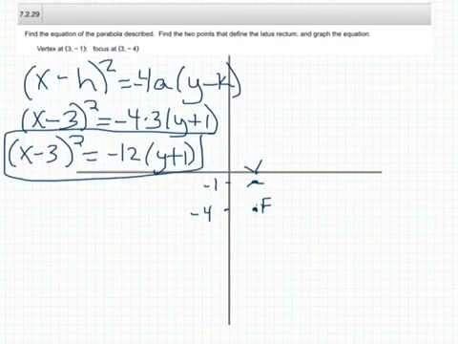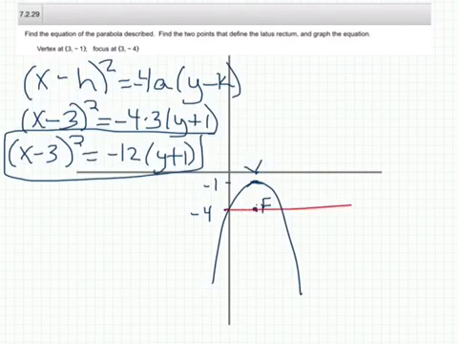Okay, the next thing to do is figure out the 2 points that define the latus rectum. So remember, if the parabola opens down, the latus rectum is going to be a line that's perpendicular to the axis of symmetry and goes through the focus. So the latus rectum will look something like that. And we need to find the 2 points on the parabola that define the latus rectum.